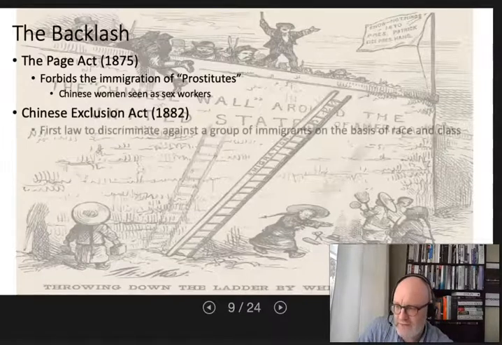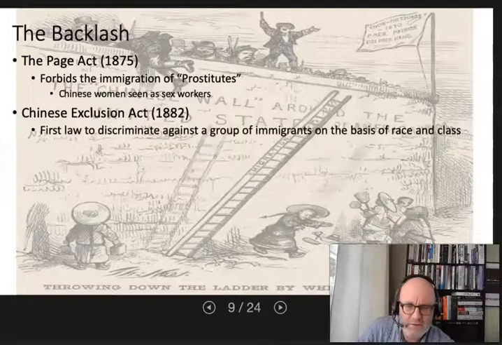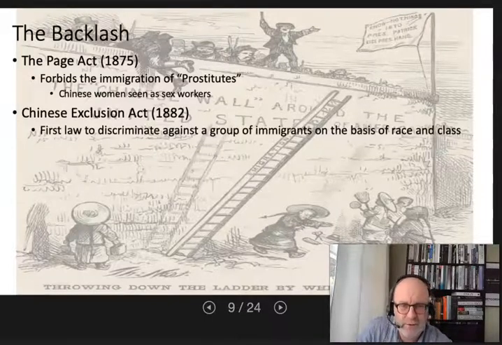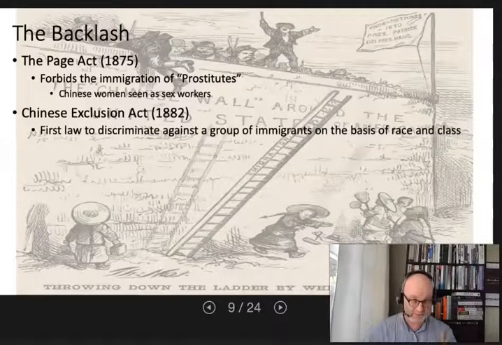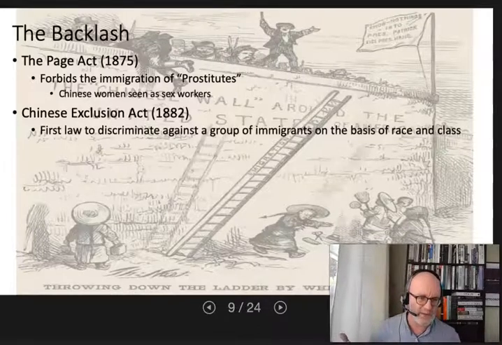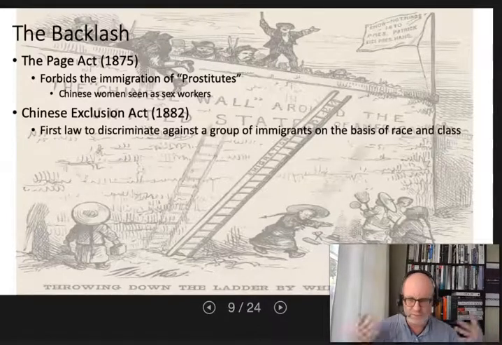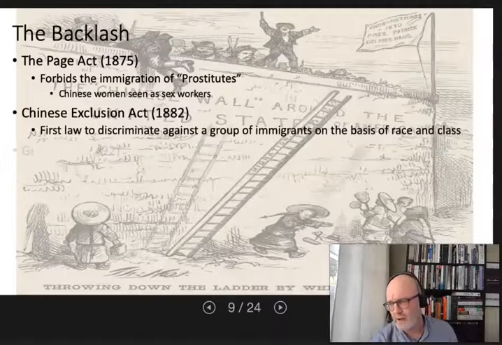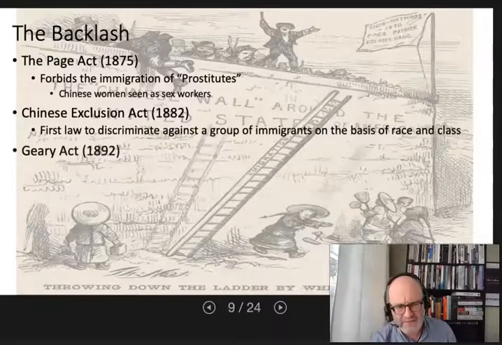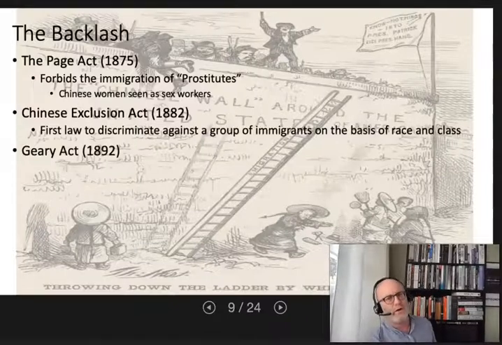Chinese Exclusion Act is a bigger deal. This is the first law to discriminate against a group of people based on race and class. It's Chinese laborers in particular that are targeted. Diplomats are excluded, business people are excluded, students are excluded from the specific piece of legislation. All these three groups realize pretty quickly that if you're Chinese, you're also going to be a target of violence. But that's not in the law itself. That's a result of the law, right?